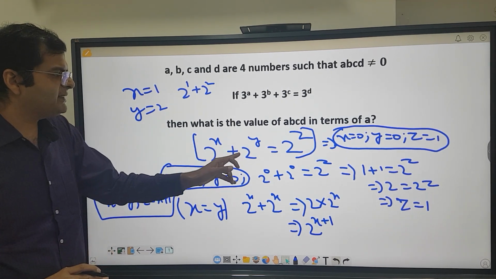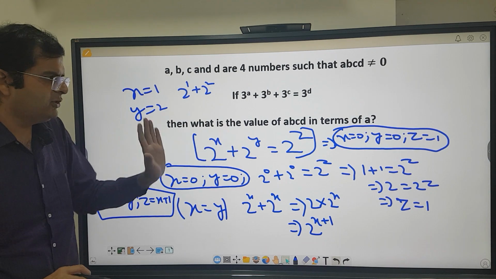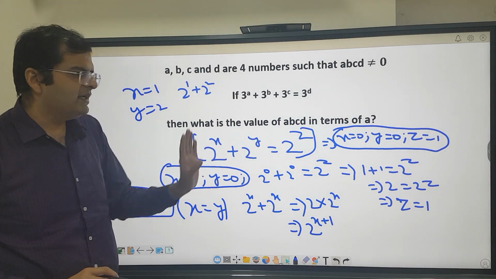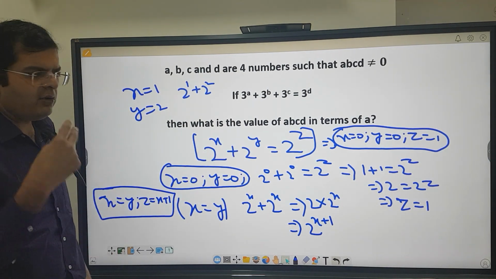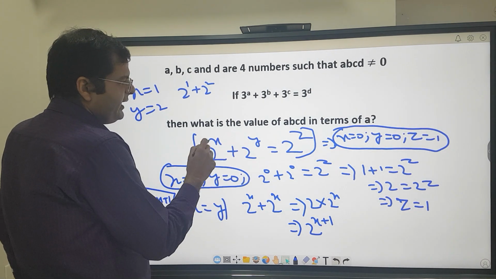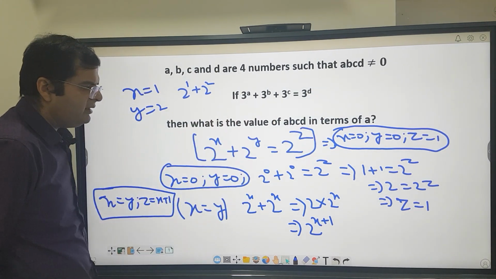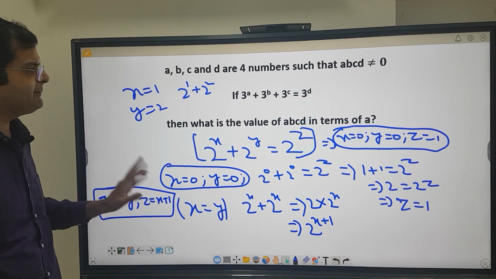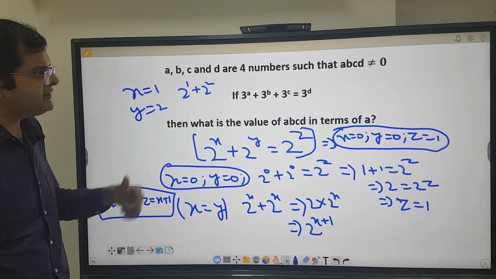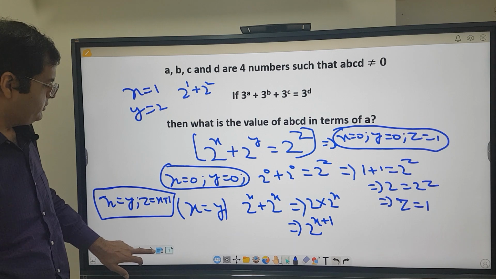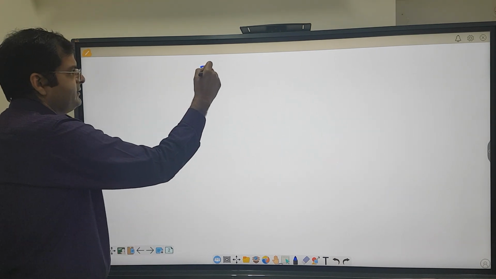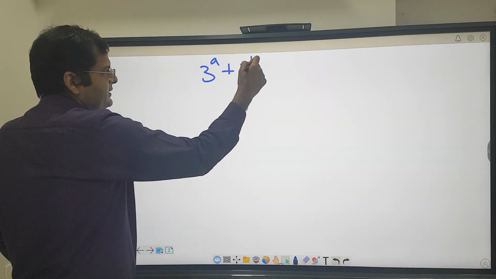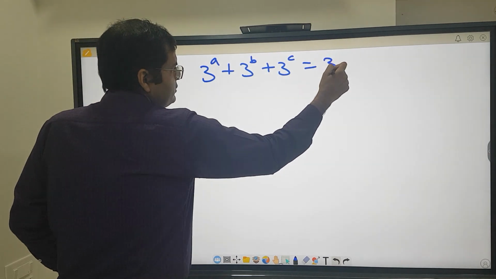Okay, these are the only two possibilities. So when two numbers 2 raised to x and 2 raised to y are added and you get a resultant number 2 raised to z, there are only two possibilities: either x and y are both 0 and then z becomes 1, or x and y are equal and then z becomes x plus 1. With the same logic we will apply here. Now over here we have been given 3 raised to a plus 3 raised to b plus 3 raised to c is equal to 3 raised to d.